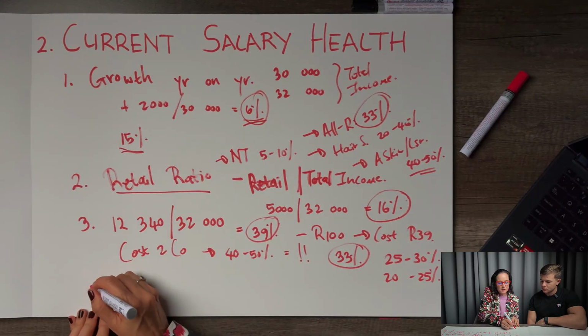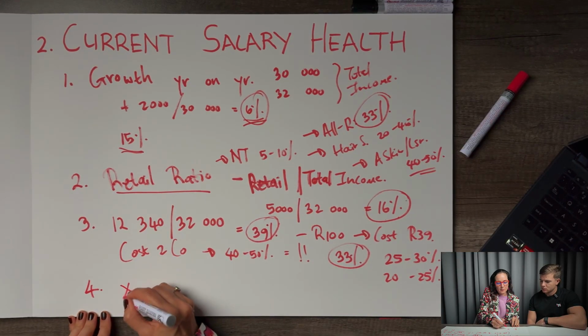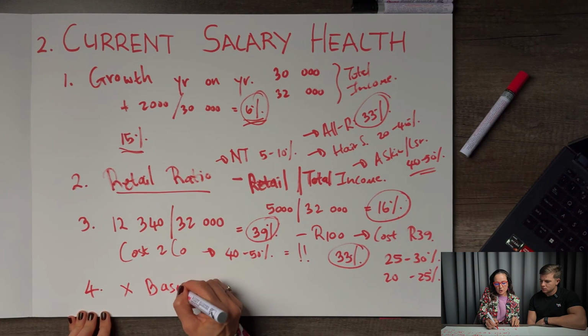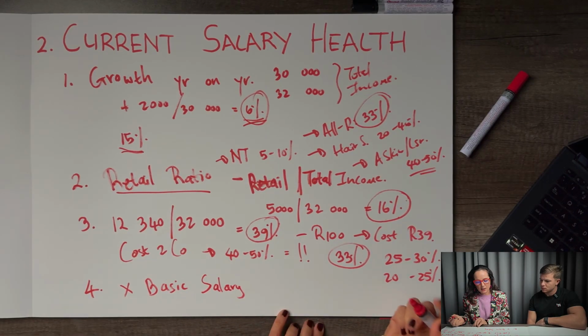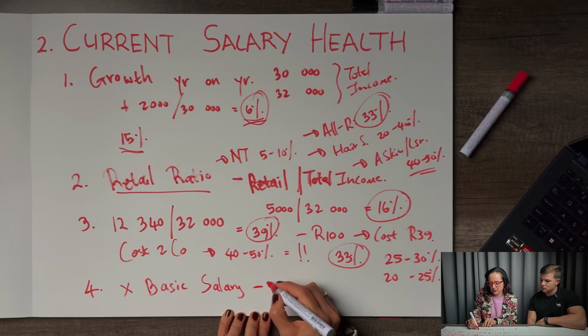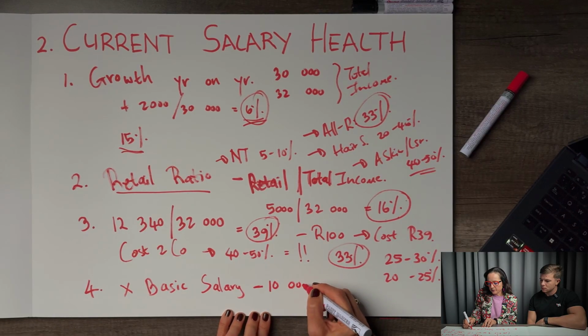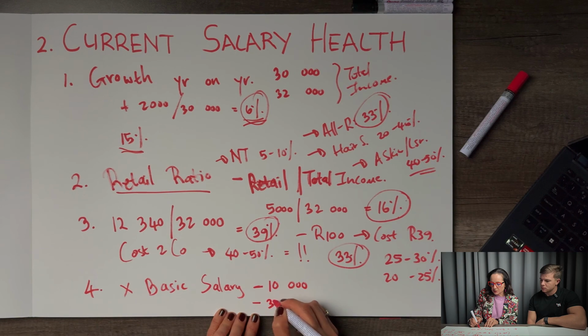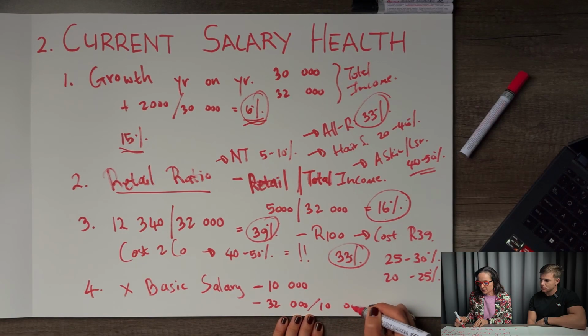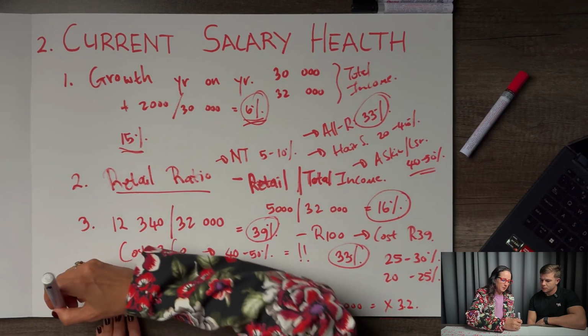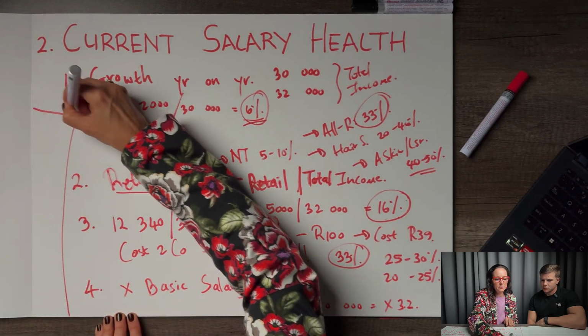Our last thing that we're going to measure is how many times her basic salary she brings in. In our example that we had, we said that she has got a salary of 10,000, and we said her average income was 32. And when we divided 32 by her basic salary, we got to times 3.2. I'm just going to make a line here to explain this to you.